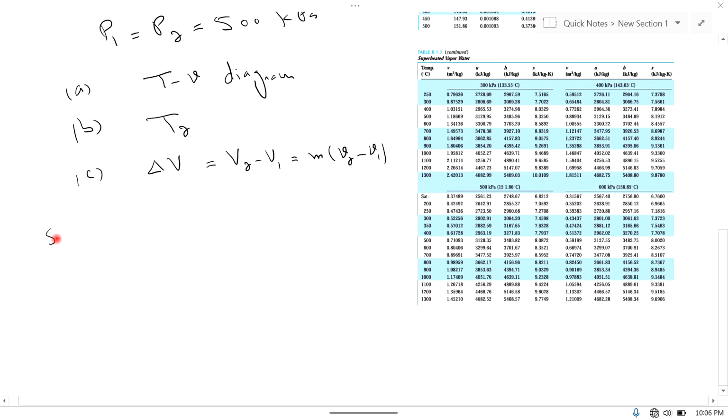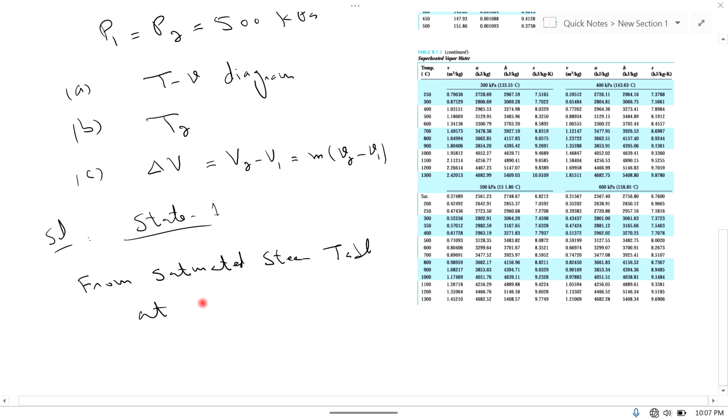Now solution. First we check state A, or initial state. First we check whether state A is in superheated region or in mixed region. So from saturated steam table at pressure equal to 500 kilopascal.